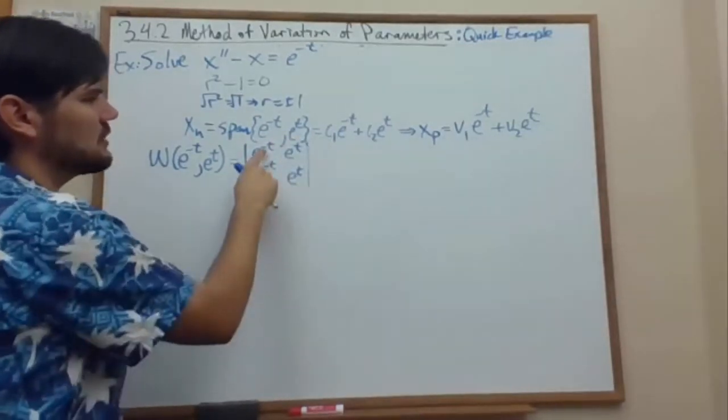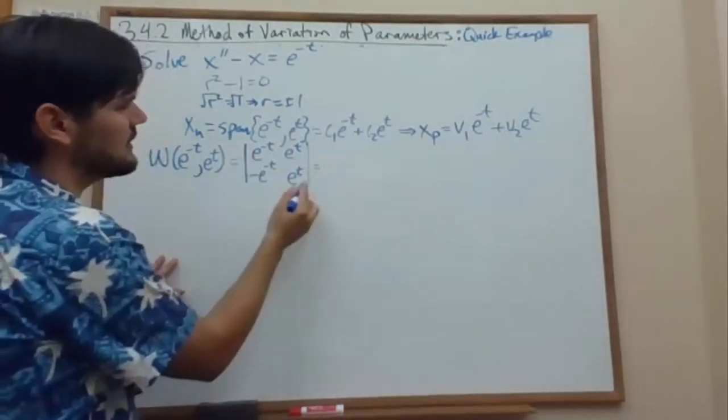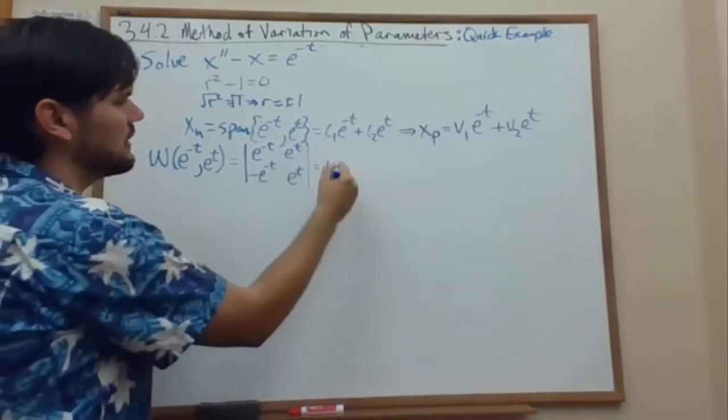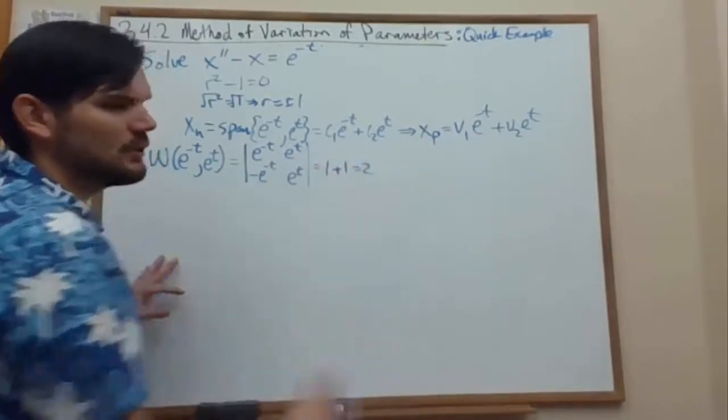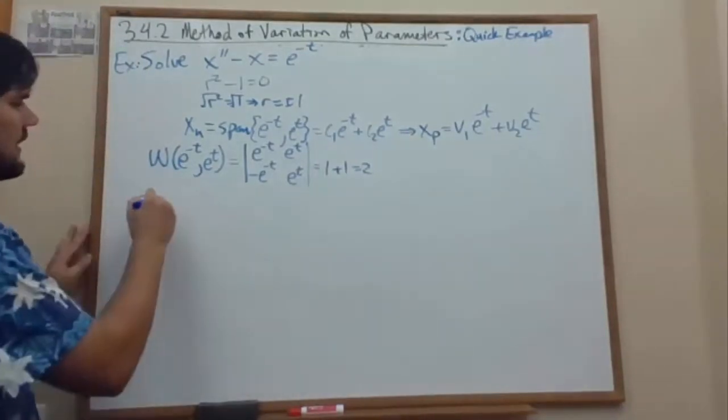Because we have exponentials with different exponents on the top, distinct exponents. Multiplying down, we get a 1. Subtract, multiplying back up, we get another 1. That's 2. Okay, so that's our Wronskian. That's what we're going to be dividing by each time.